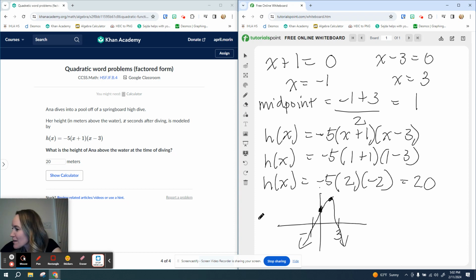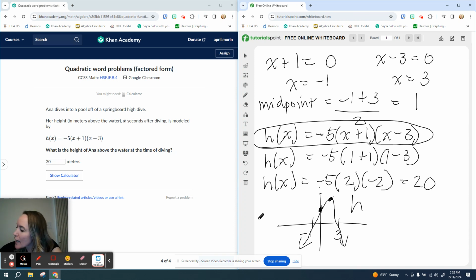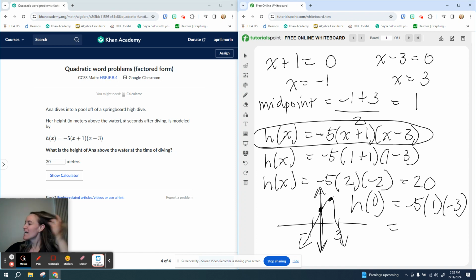But what does help us is I'm going to take this part and I want to find what h of 0 is. If x equals 0, what is y? Or what is h? Okay, negative 5. I'm going to plug in 0 for x. 0 plus 1 is 1. Then I'm going to plug in 0 for x here. 0 minus 3 is negative 3. Okay, so what's my height? Negative times a negative is a positive. That makes sense. 5 times 1 is 5, times 3 is 15. It's 15.